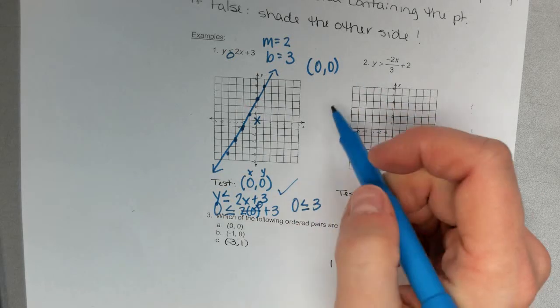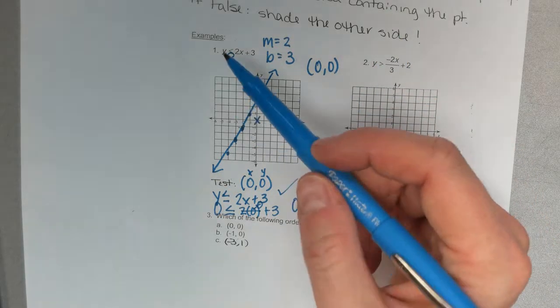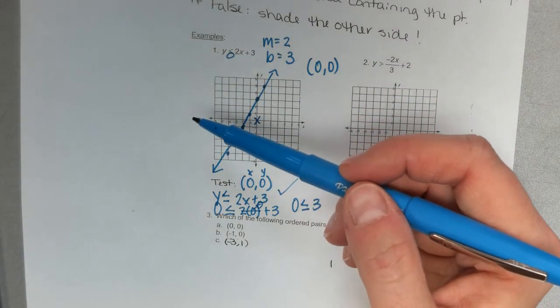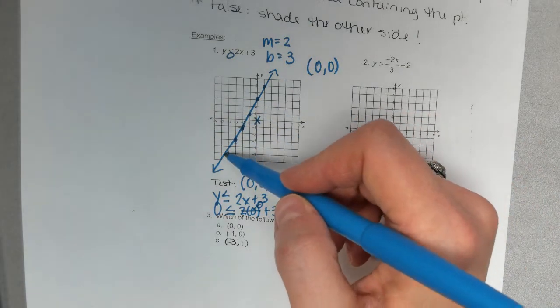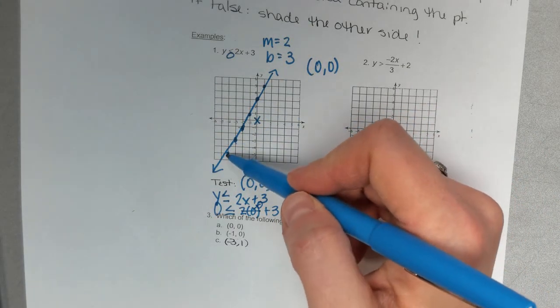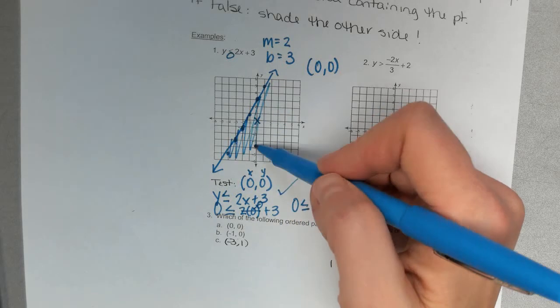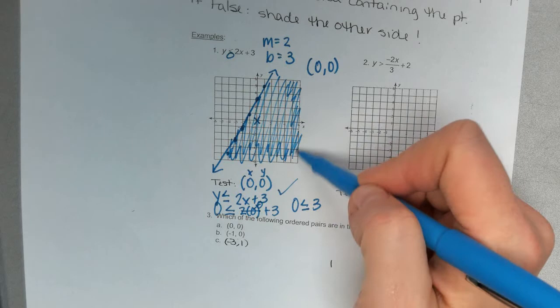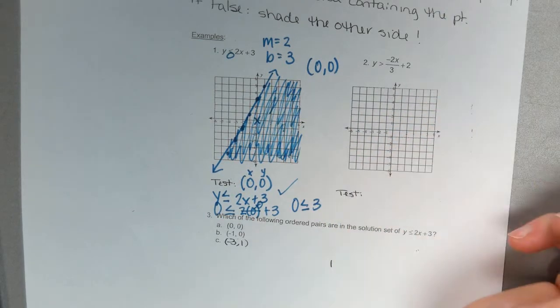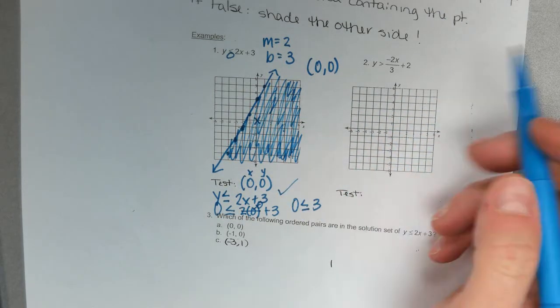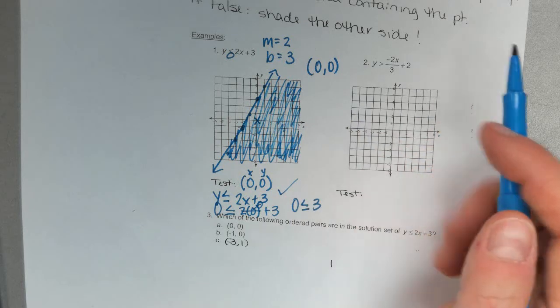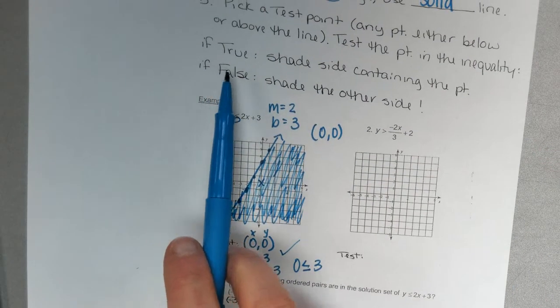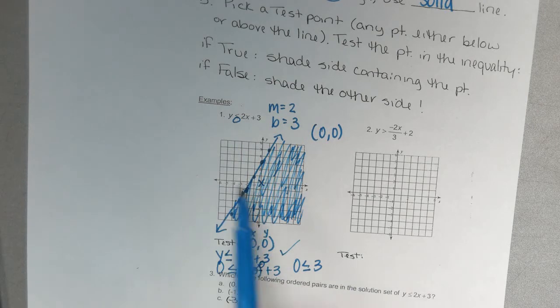It checks out. And now we can shade: if true, shade the side containing the point. Okay? So because we picked a point below the line, we're going to shade all of the side below the line, because it was true. If it had been false, we would shade the top part, because it would mean that the point we picked was false.